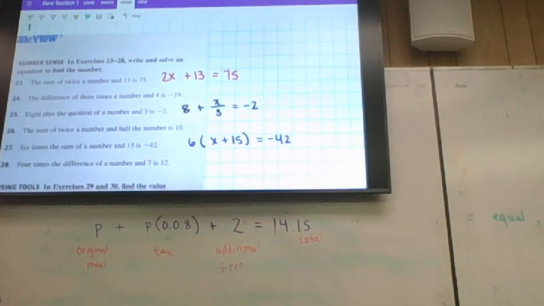6 times the sum of a number and 15 is -42. I think that having to use parentheses is one of the most difficult things when you're reading words because it doesn't say parentheses. Did anybody think to put parentheses here?